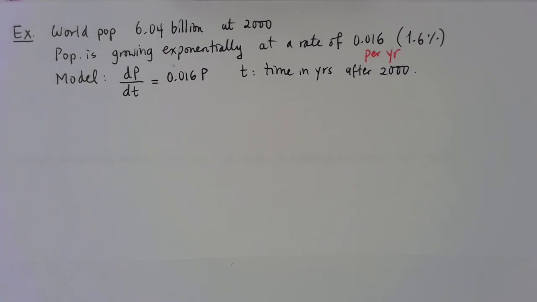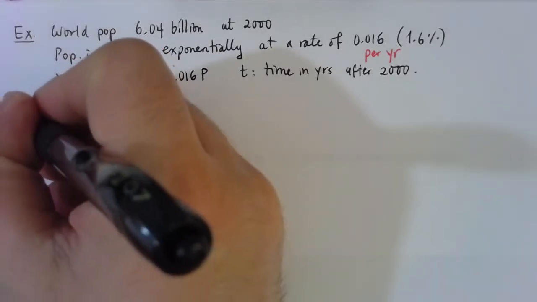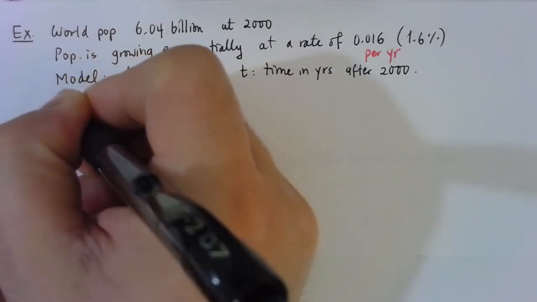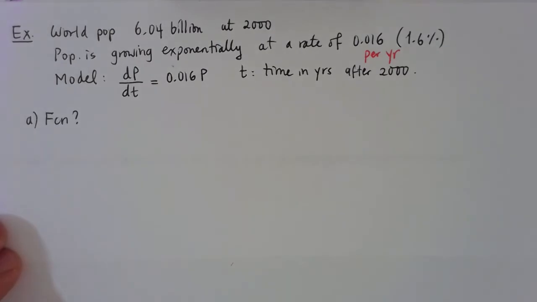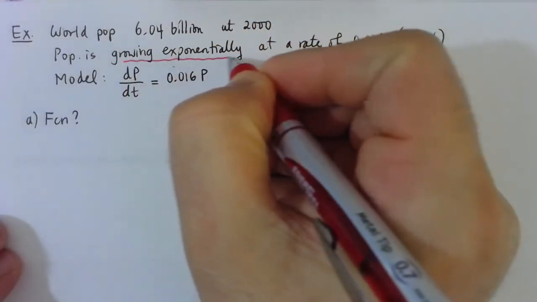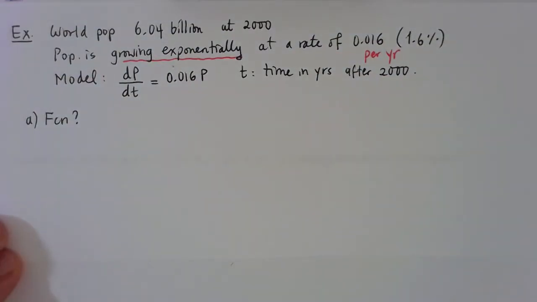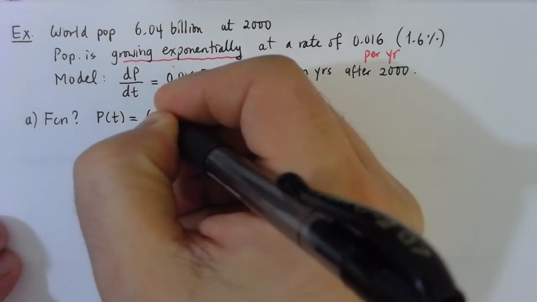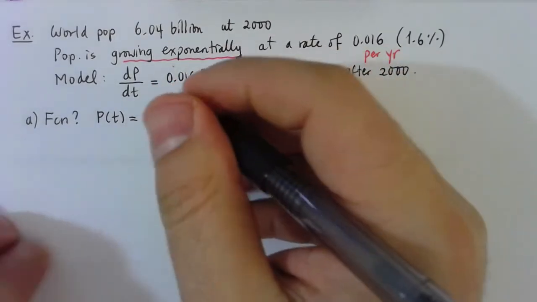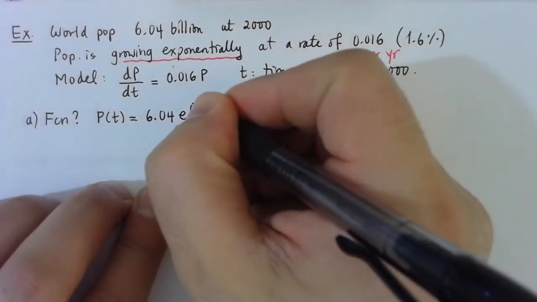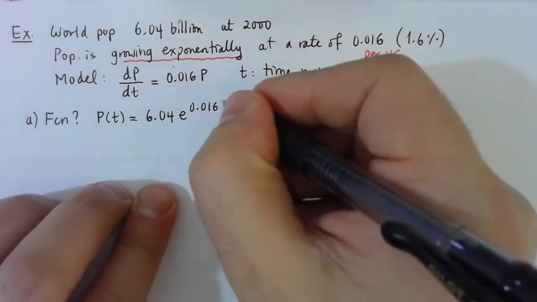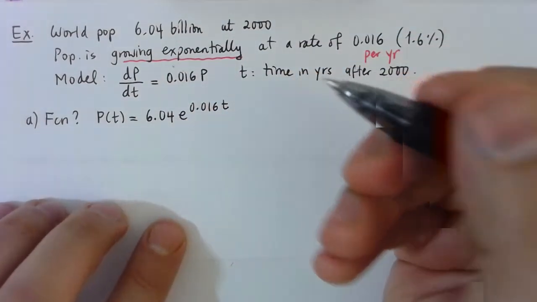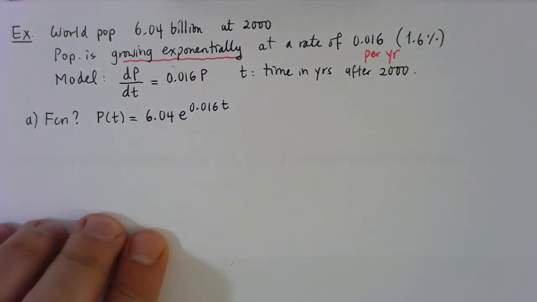Now the first thing is this. What's the equation? What's the function? Part A. What's the function for this model? It's an exponential model. Actually, you can see that when it says growing exponentially. So which means the function P of t will be 6.04 e to the power 0.016 multiplied by t. This is the model.